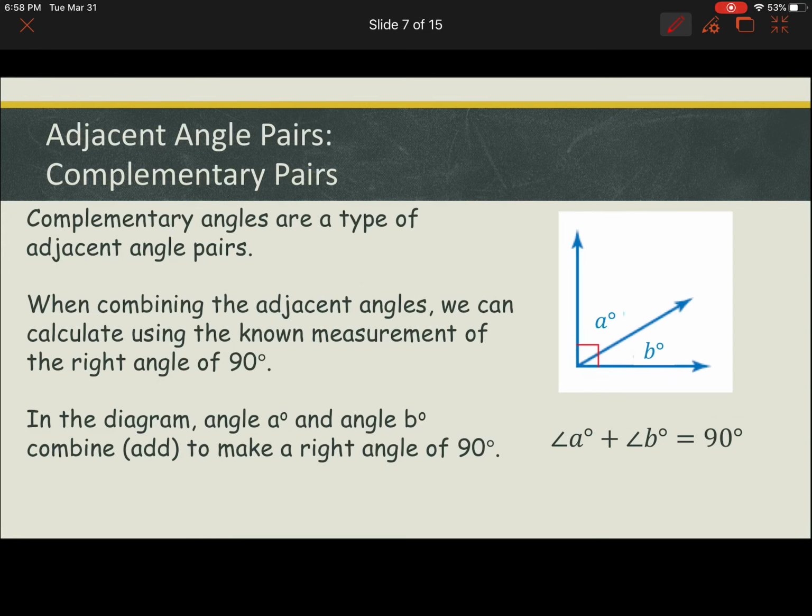Now, speaking of known measures, you guys already learned about some of these. So the first type is complementary pairs. So again, we have that right angle, so we know they add up to 90 degrees. So in this case, we have angle A plus angle B. When we set them up in an equation, those equal 90 degrees. So we add those together, and that's going to equal 90 degrees.